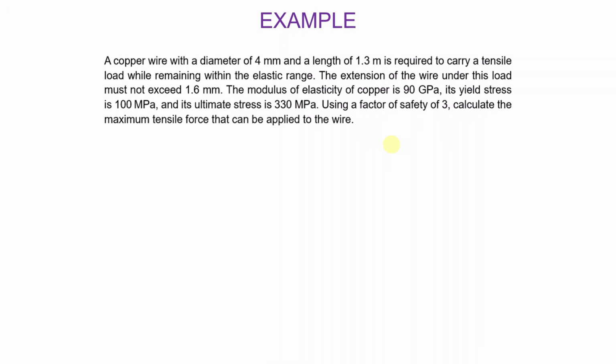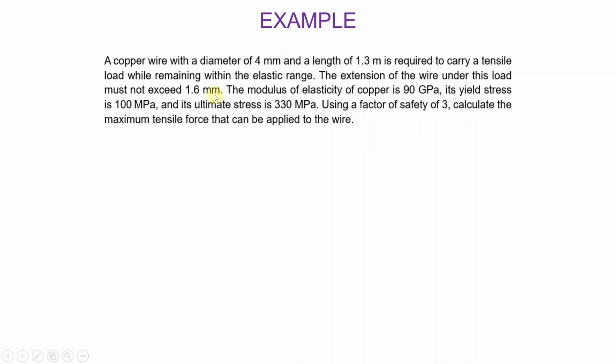So here, in this question, we have two limiting conditions. The first limiting condition is that we do not want the extension of the wire to exceed 1.6 millimeters. The second limiting condition that we have is that the factor of safety must be 3. So we need to find a force that will satisfy both conditions. The extension must not exceed 1.6 millimeters, and the factor of safety must be equal to 3, not greater, not smaller. So let us do that.